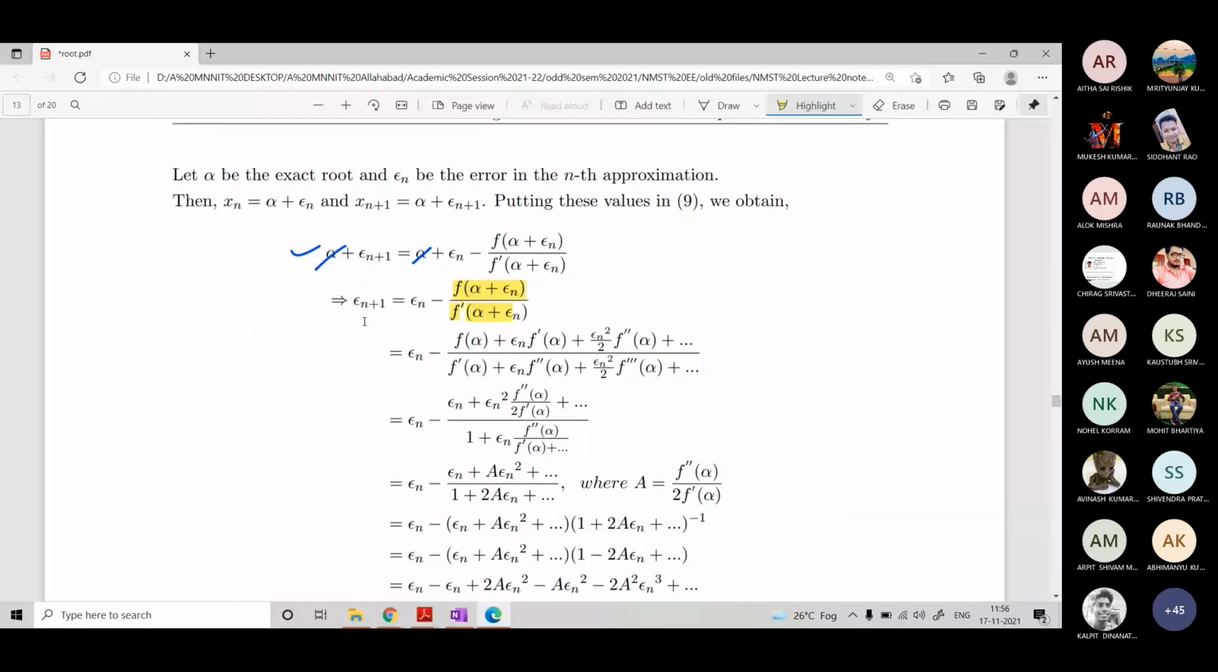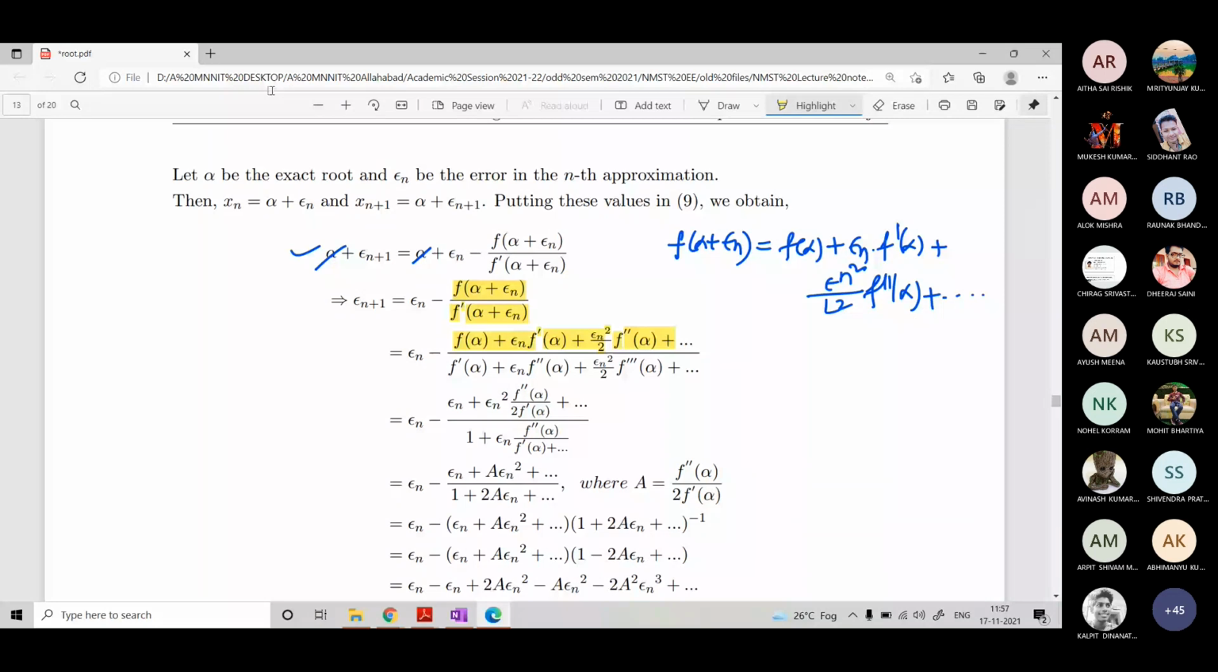So you quickly tell me what is f of alpha plus epsilon n. I'll write it down and then later you see whether I have written it correctly or not. What is f of alpha plus epsilon n using Taylor series? f of alpha plus epsilon n into f dash alpha plus epsilon n square by factorial 2 into f double dash alpha and so on. Is it not? Yes, sir, same thing I have written, you see here in the highlighted terms.